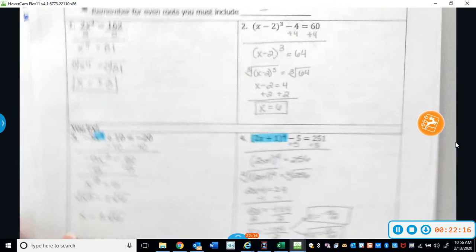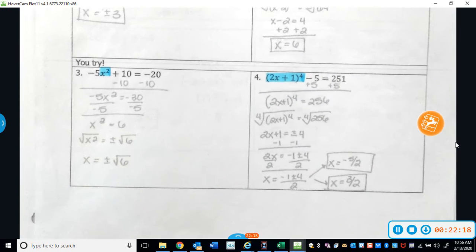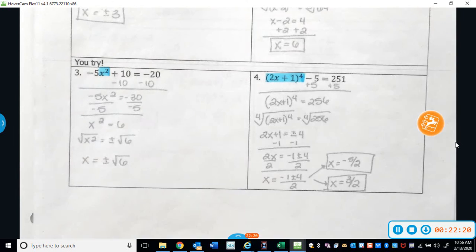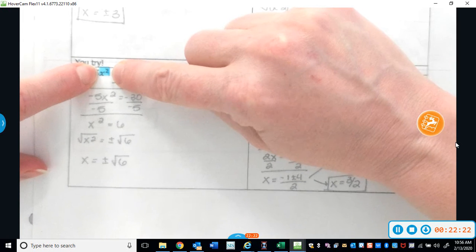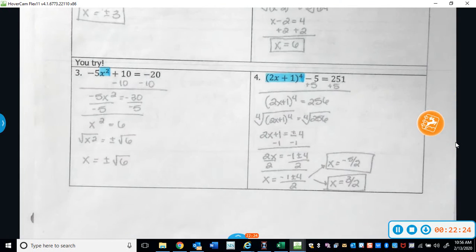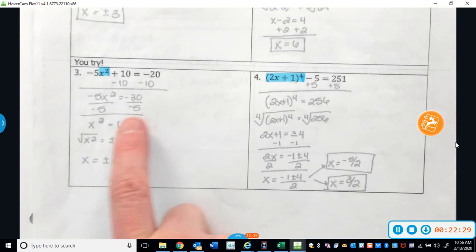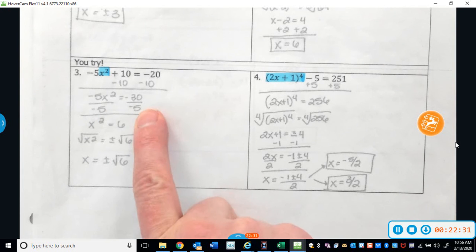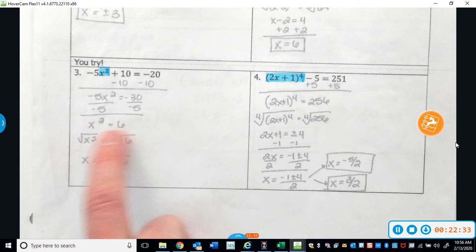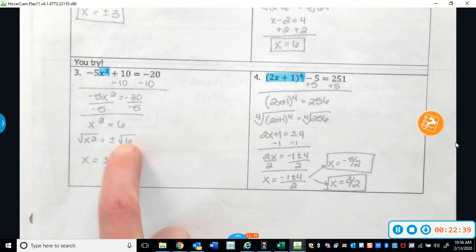Alright, so take a moment just to double check how you did on these. So once again, be careful identifying the base. The base here is just that x. It's the only thing that's being squared. So you would need to subtract out that 10 first, and then also divide out that coefficient of negative 5. When you take the square root of both sides, you need to show that there's a positive and a negative answer to that. And since 6 doesn't simplify more as a radical, it would just be positive and negative square root of 6.